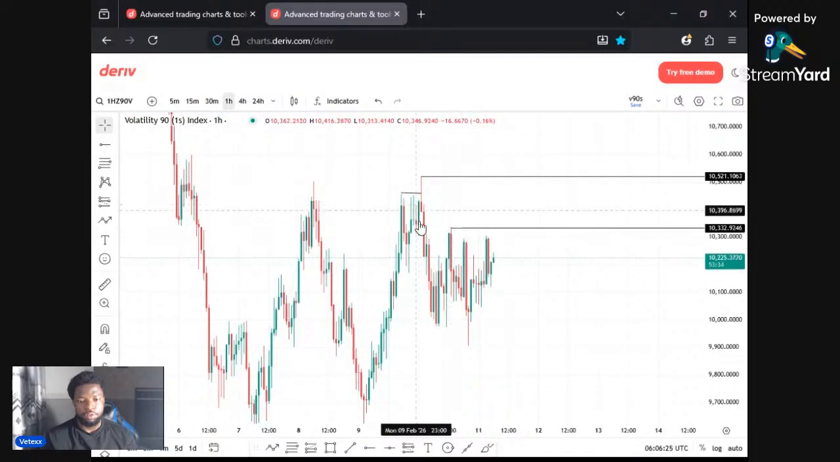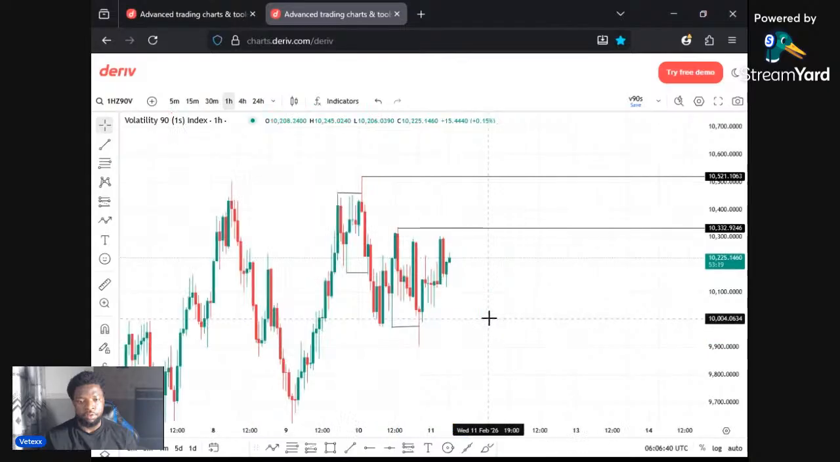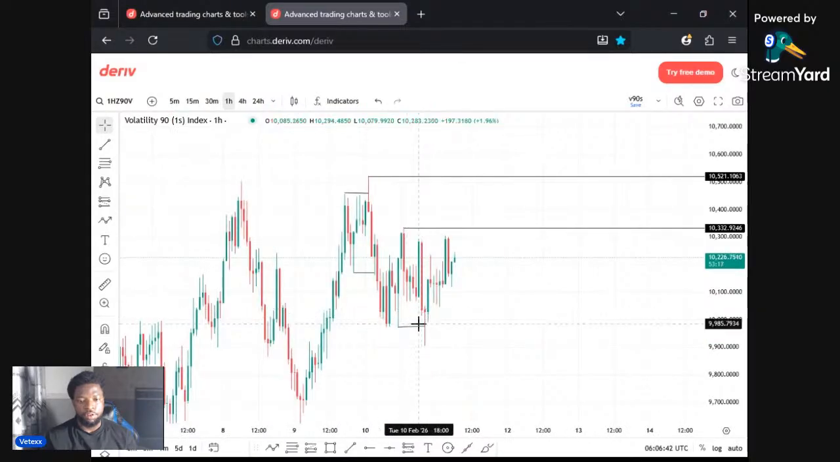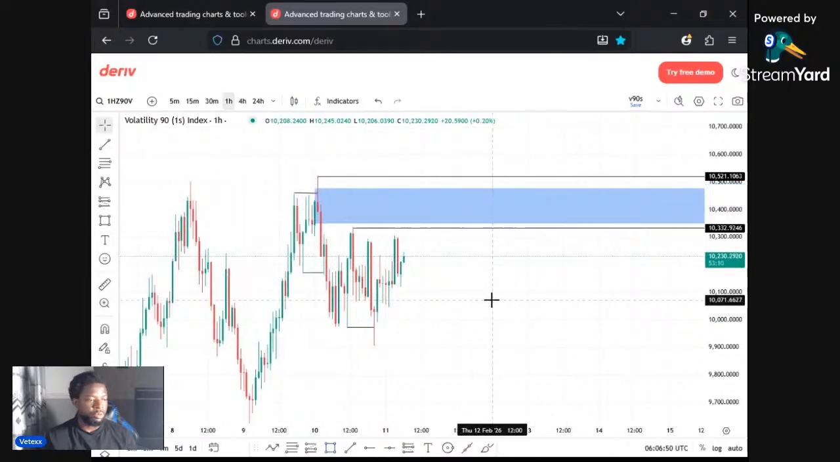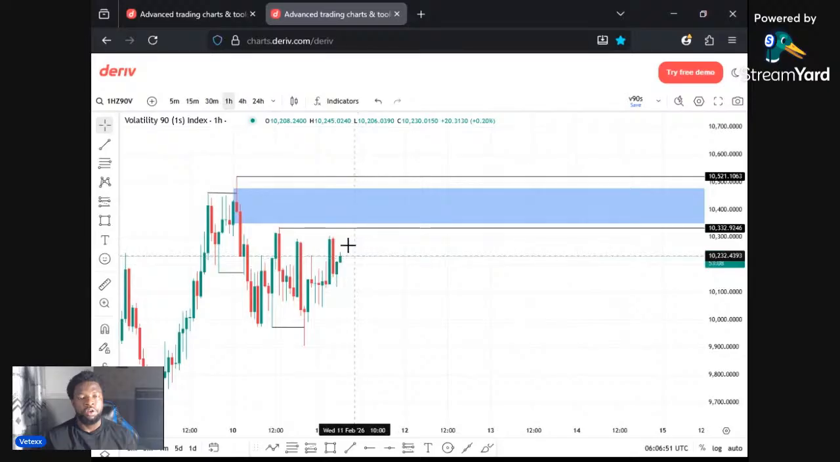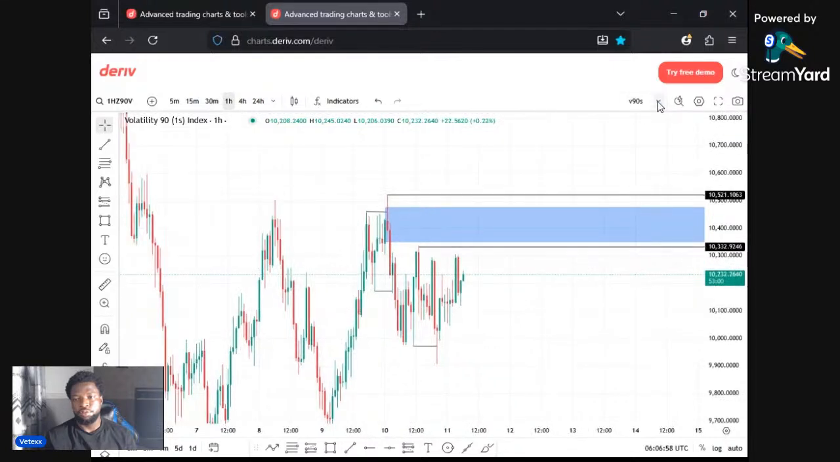Alright. And then this is our first break. Second break. Alright, so this becomes what? Our point of interest. So once price taps into this zone, we'll look at it for our continuation confirmation for a sell before we can get in. So I'm going to save this.